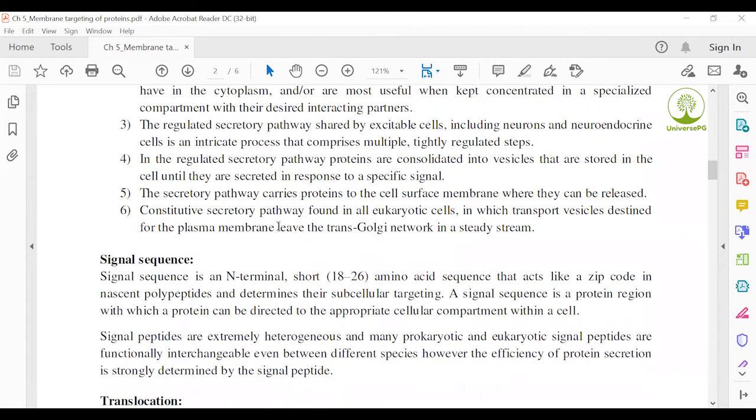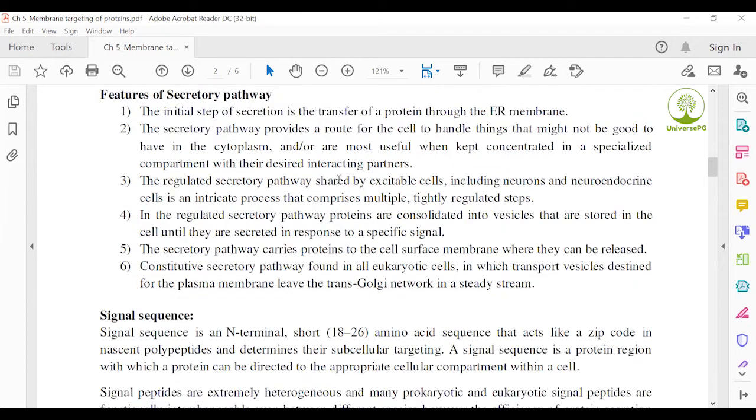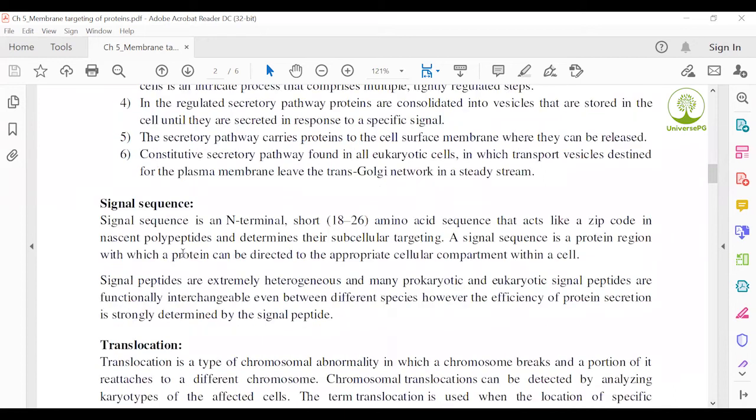Last, the constitutive secretory pathway, found in eukaryotic cells, in which transport vesicles destined for the plasma membrane leave the trans-Golgi network in a steady state. You read only two or three specific phases in the secretory pathway.